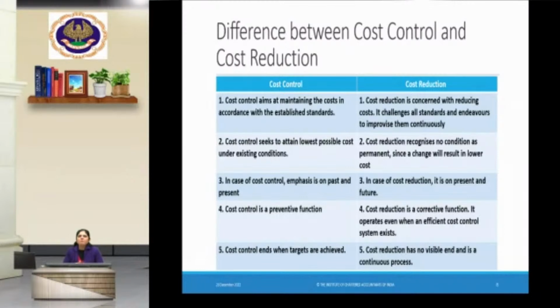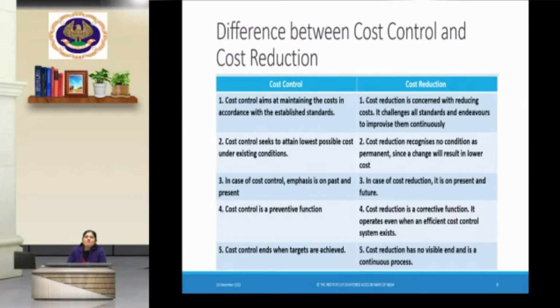Because when predetermined standards are set, they are set as per the past trends only. So how much was the material cost in the past? Based on that, the predetermined standard is set. So cost control is basically on the information taken from the past and then between the present. The standards are set as per the past experiences, and the actual performance is based on the present. So it's between past and present, but cost reduction is on present and future.